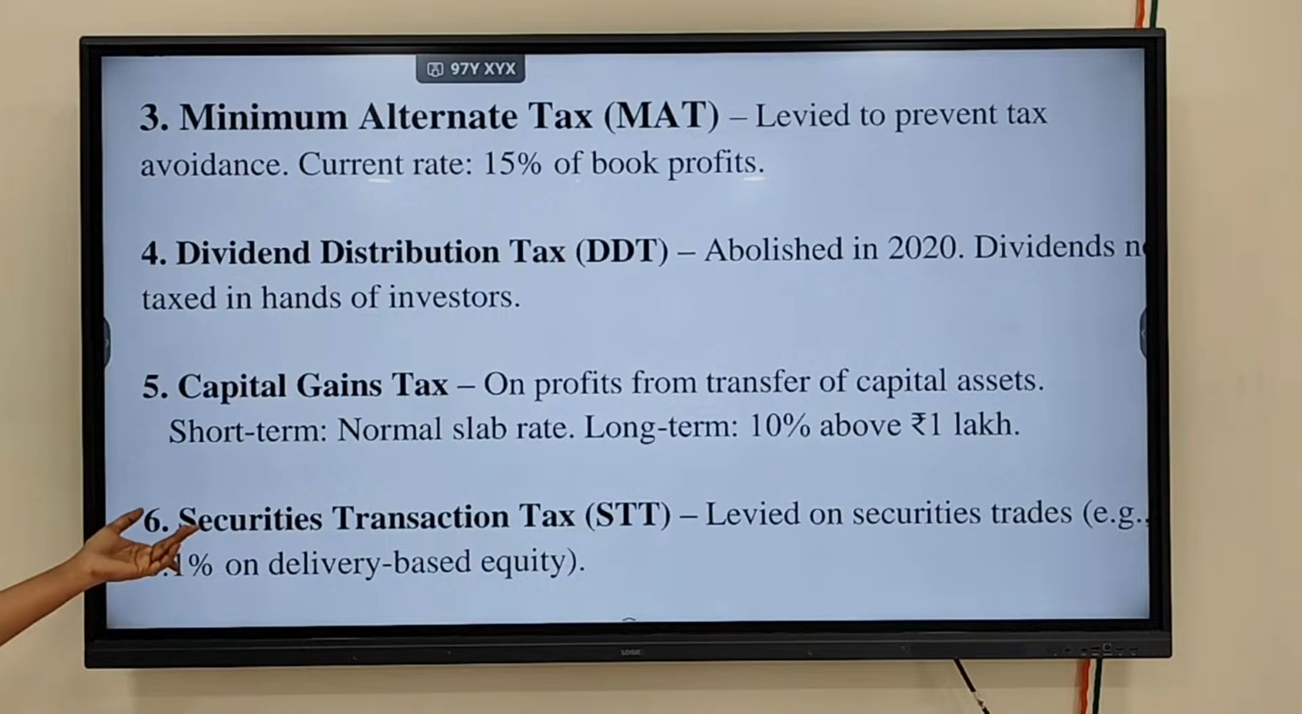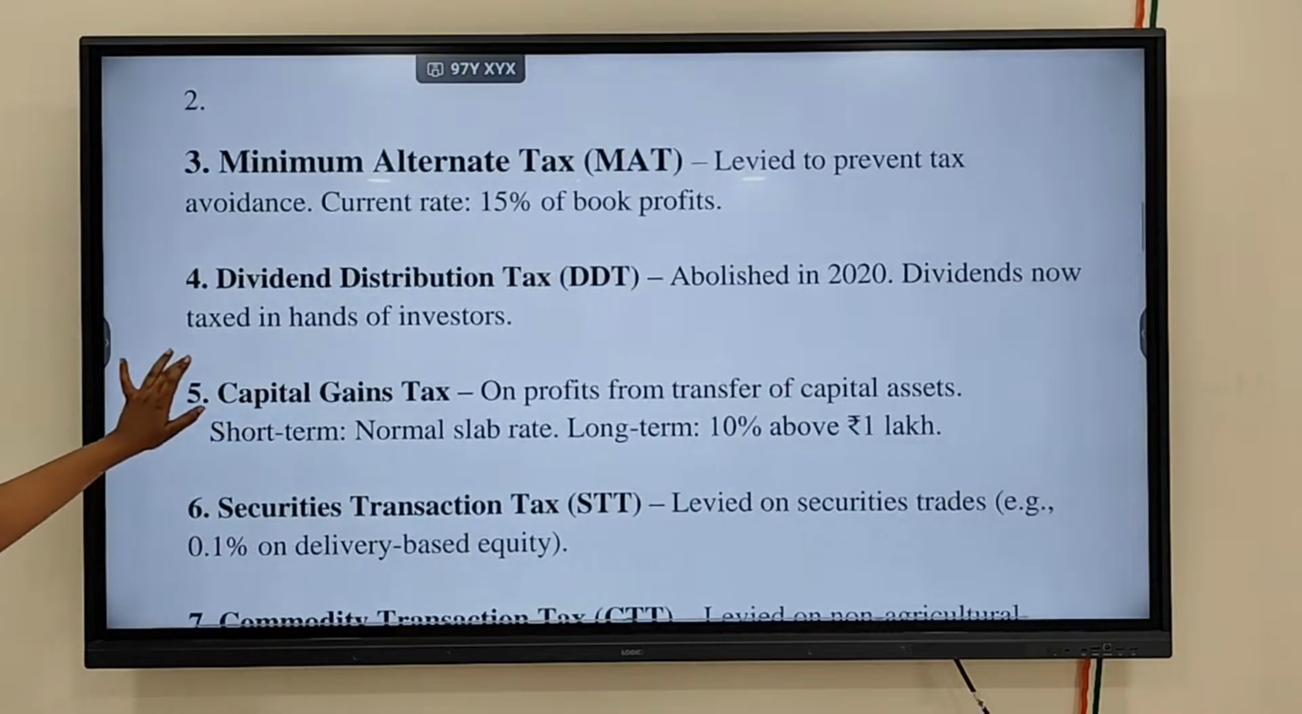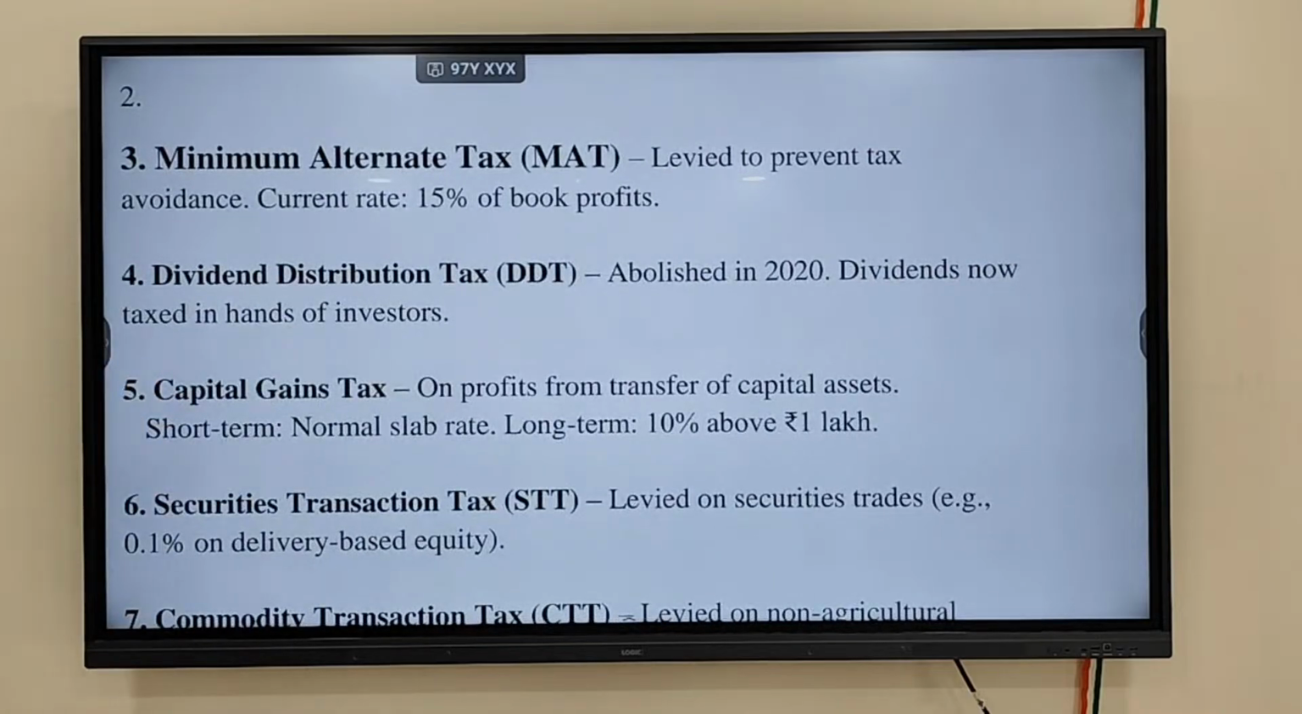Next is dividend distribution tax. This was abolished in 2020. Till 2020, it was being used as a direct tax. Now, this dividend comes under which tax? It is calculated under income tax. If you get a dividend for your shares, then you should pay under the income tax itself.